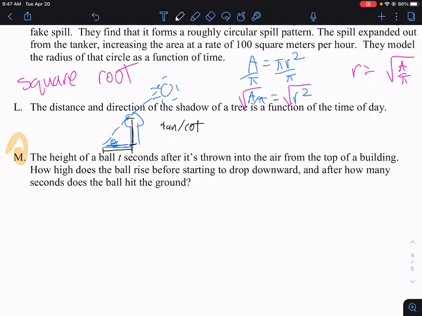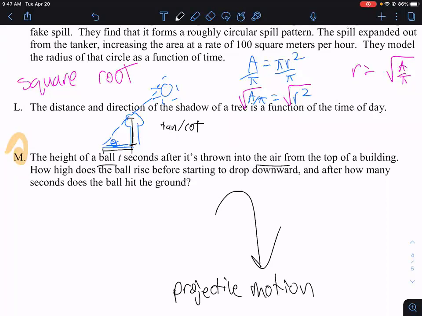Okay, and then lastly, letter M. So here we're throwing a ball into the air. Anything that's thrown into the air is called a projectile. So projectile motion is described with a quadratic function.